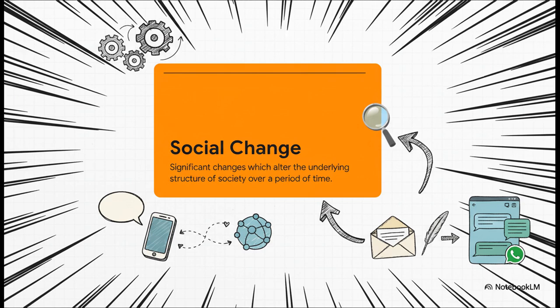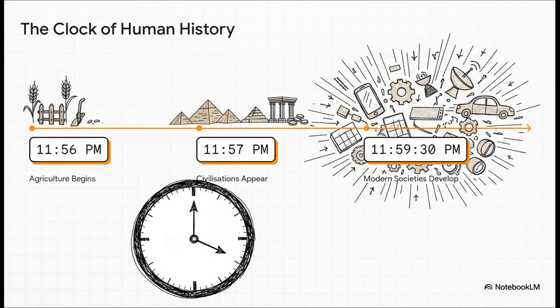Now, that word significant is the magic word here. It's got to be a huge, fundamental shift that affects tons and tons of people. Like, think about the move from writing letters to using WhatsApp. That didn't just change how a few friends chat. It completely changed how all of us work, stay in touch with family, everything. That is social change.